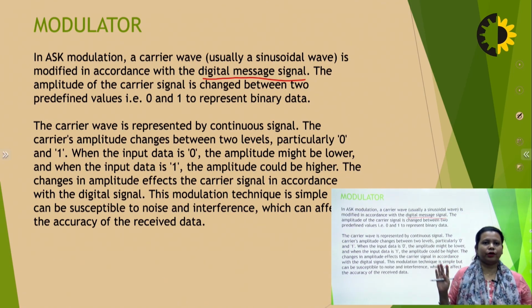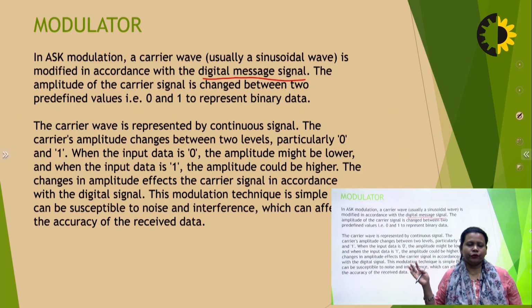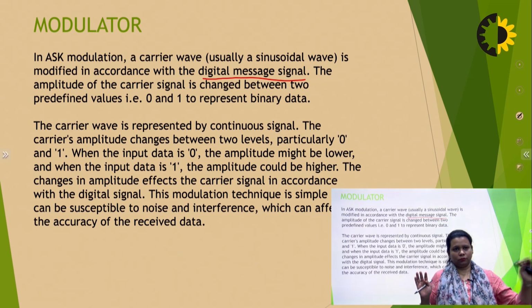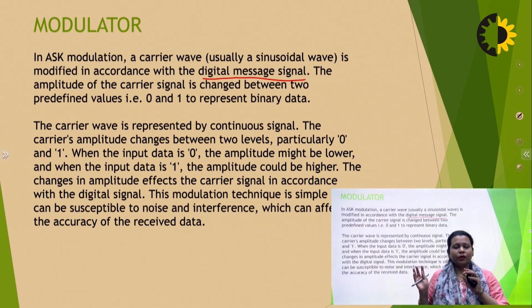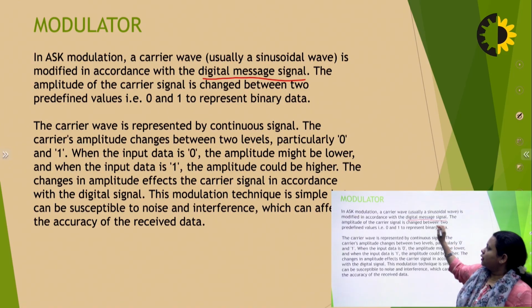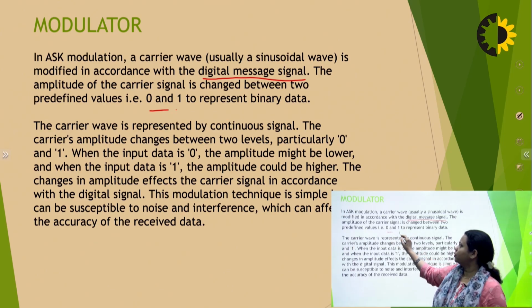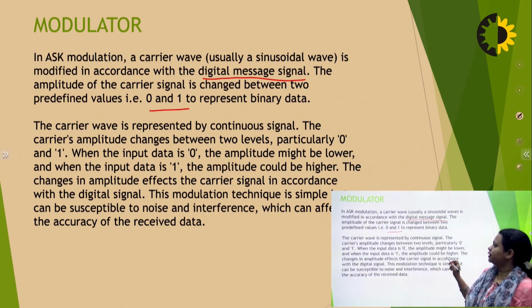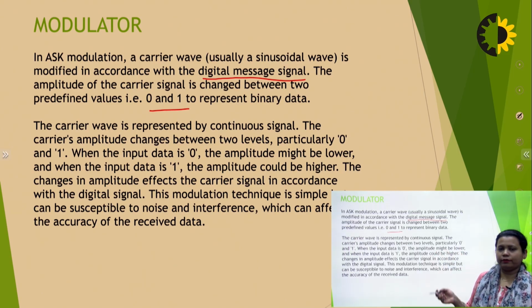So we are not changing our message signal. The message can't be changed. Whatever message you want to send through our transmitter to the receiver, the same should go. That is why we are only changing the carrier signal. The message will not get changed, only your carrier will get changed, right? So the amplitude of the carrier signal is changed between the predefined values 0 and 1 to represent binary data. The carrier wave is represented by a continuous signal, right? The carrier's amplitude changes between two levels, particularly 0 and 1. We all know this.